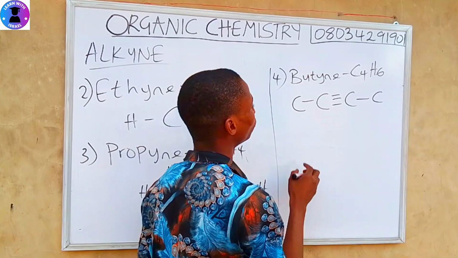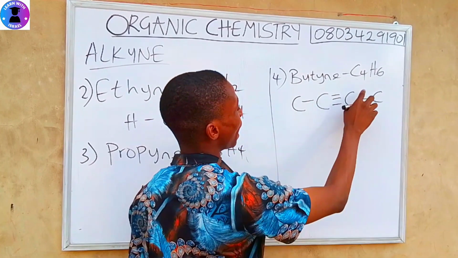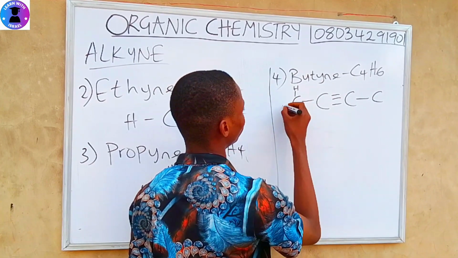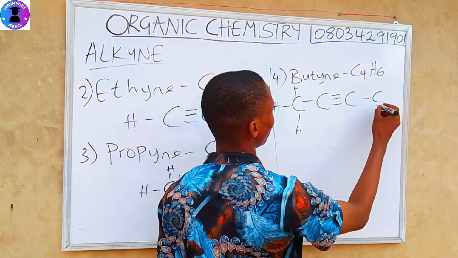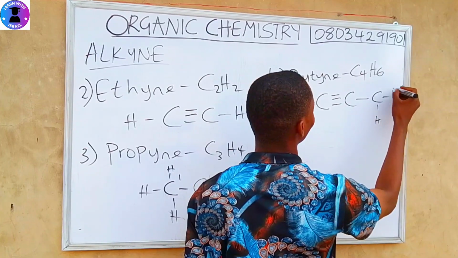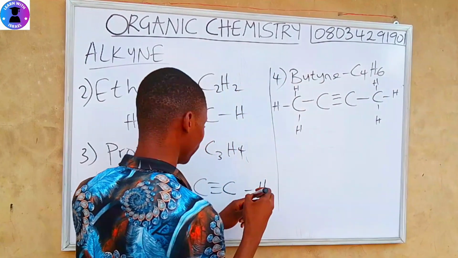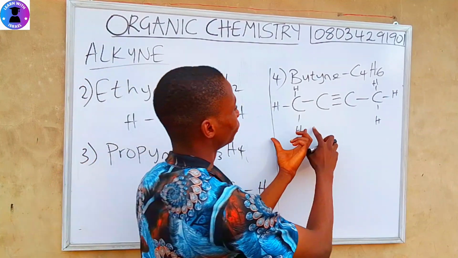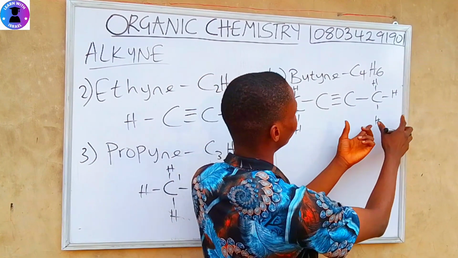So how do we attach our carbon? We have 3 carbon here and we have 3 carbon here. So you can see only one methyl is attached to propane. You can see that only 2 methyl is attached to butane.